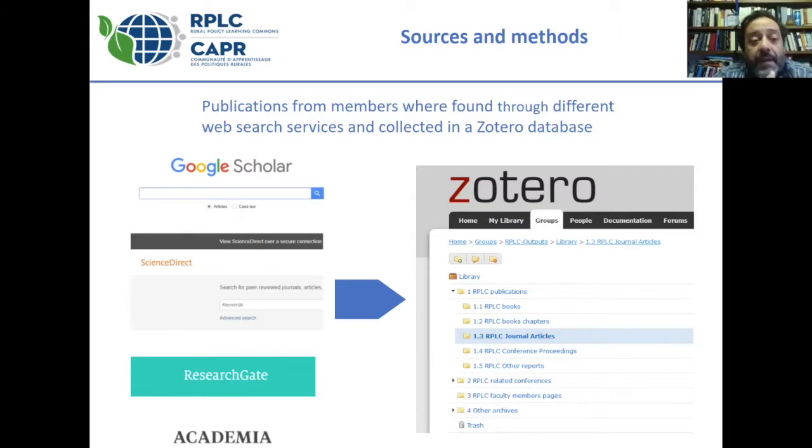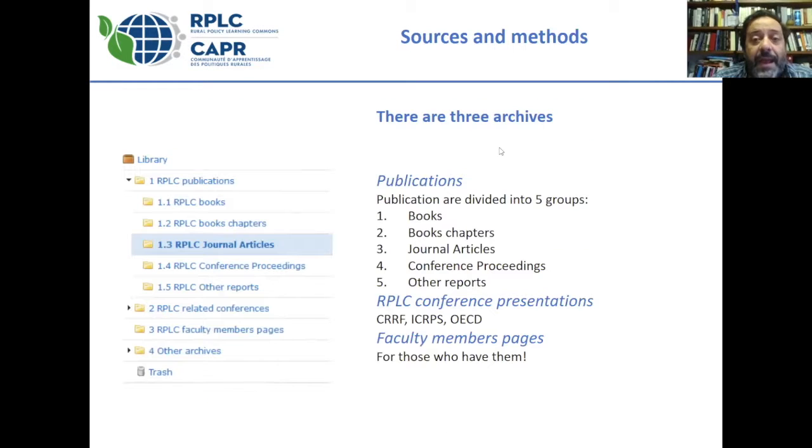From all this information, it was structured in different archives that we will see later. This is a screenshot of how the Zotero group appears on the web. All people who can become members can browse through these directories, filter by tags, and sort all the publications by author, by title, or by date. Now there are three main archives.